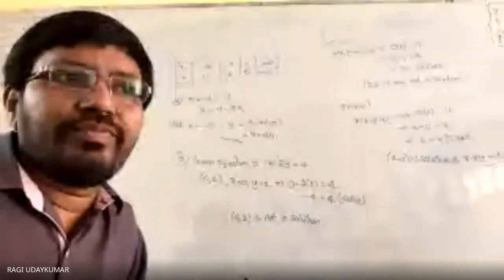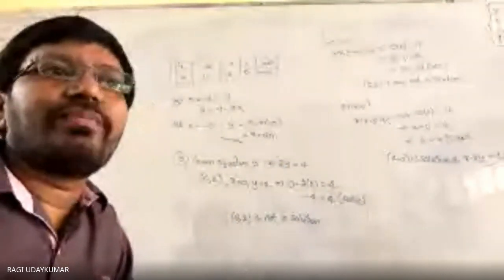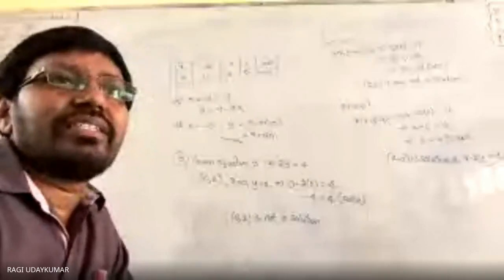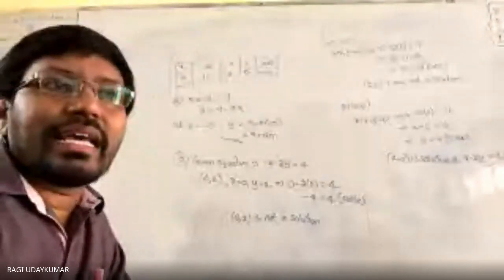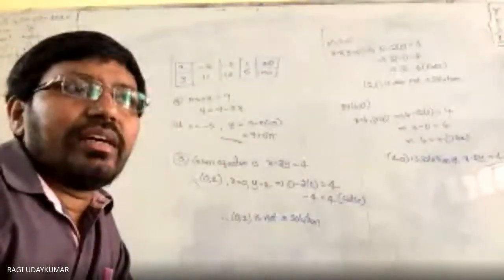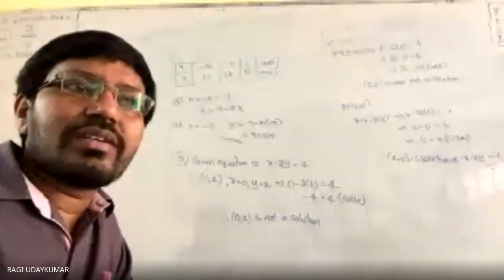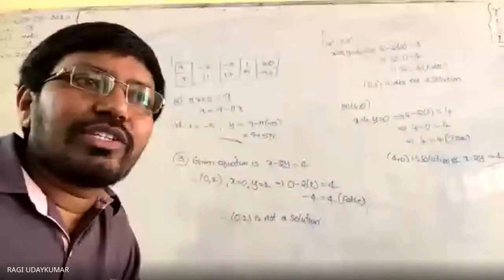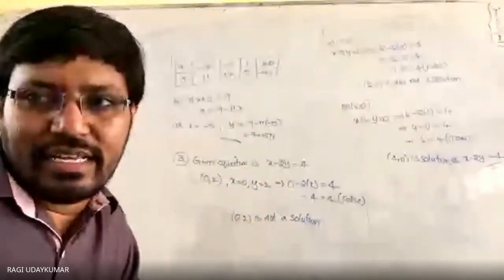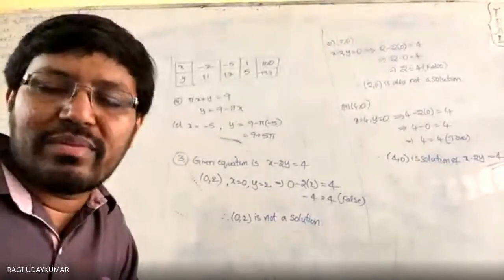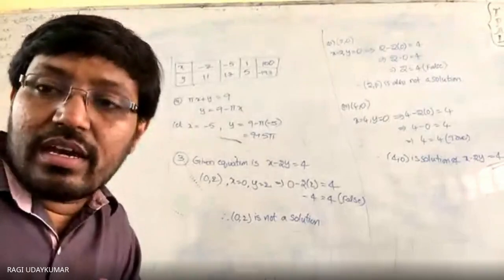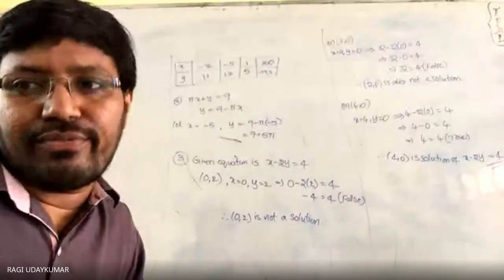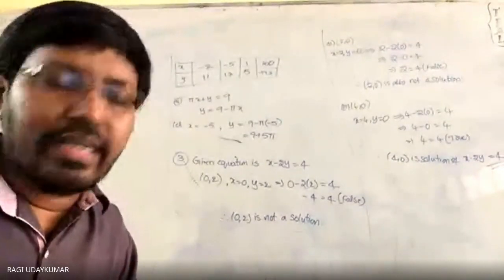Exercise 4.3, open it once. Draw the graph of each of the following linear equations in two variables. They are asking us to draw the graph of each one. In the second question, give the equations of the lines passing through the point 2,14. How many such lines are there and why? We will see the second question later. First let us see how we draw the graph.